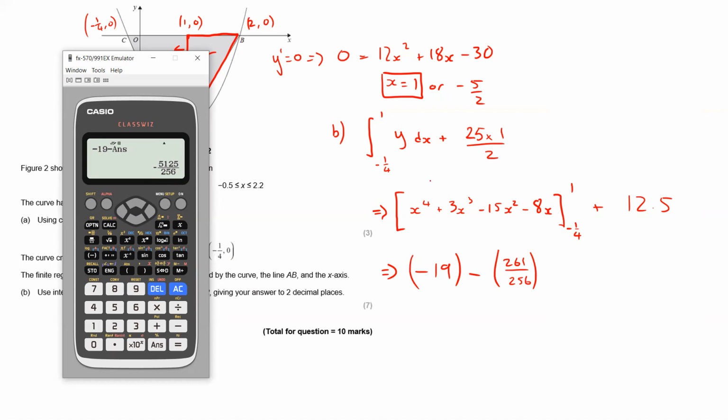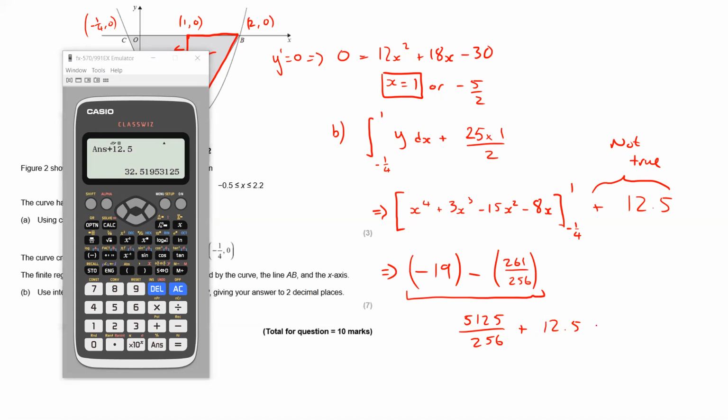And then I've got plus 12.5 here. But because this is negative, I need to actually think about this carefully. This is not strictly true because this is a negative answer. So this is not actually true. I actually want to take this away. But we knew that we'd find an area here, so we should think about that rather than just whacking all this in our calculator. So this is 5125 over 256, and then it's plus 12.5. So I've made that positive. So making that positive, and then adding to it 12.5. So my final answer gives me this. So 32.52 to 2 decimal places.